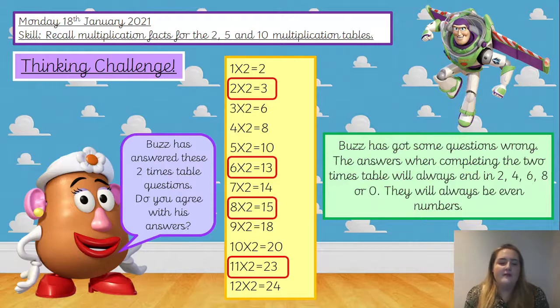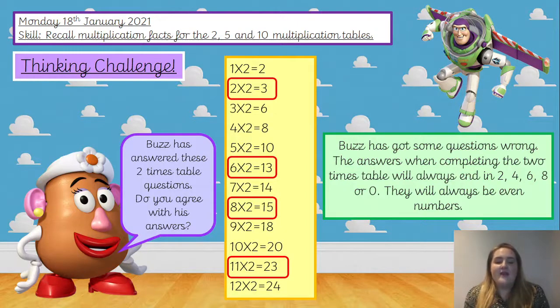What's the right answer for 6 times 2? What do you think? Okay, well done, it's 12. 6 times 2 equals 12. Okay, have a look at the next one then. 8 times 2, we know that one's wrong, it's not 15. What would the right answer be? Well done, 16 is the right answer for 8 times 2.